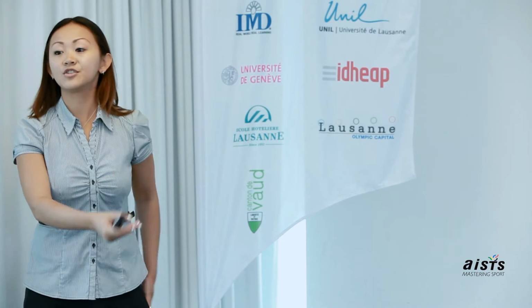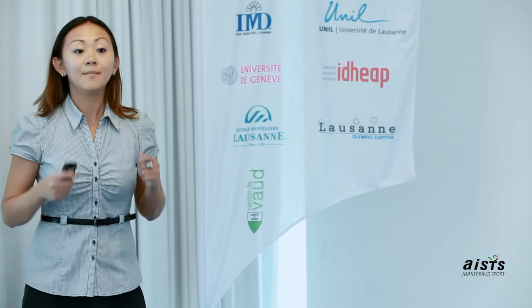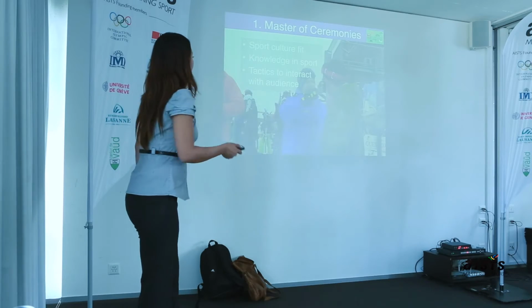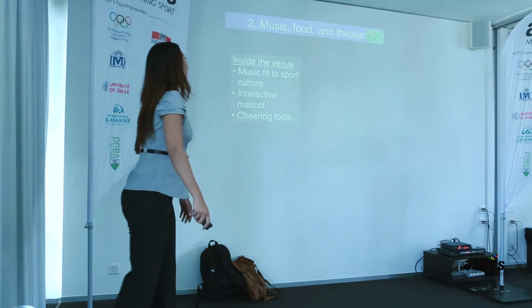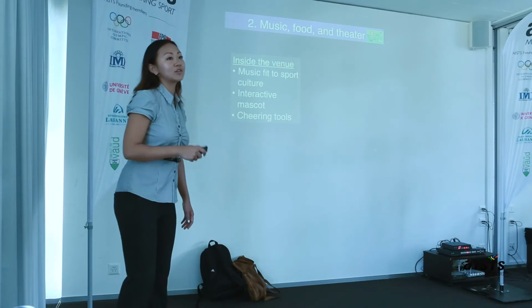So this is what we recommend for the Olympic Games: to have an MC that has a background in the sport. Perhaps he or she plays the sport himself or herself, so that he can get the buy-in of the spectators. Our second recommendation is to have music, food, and theatrical entertainment.